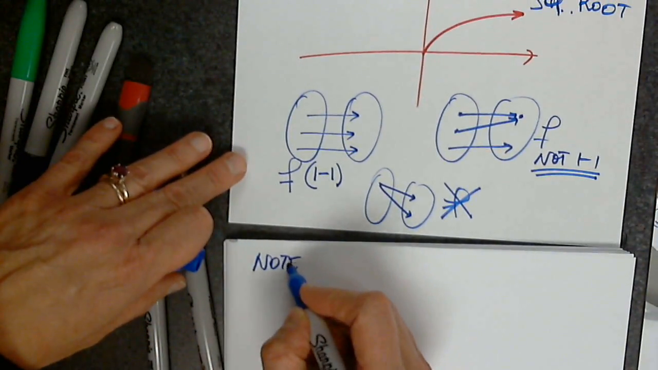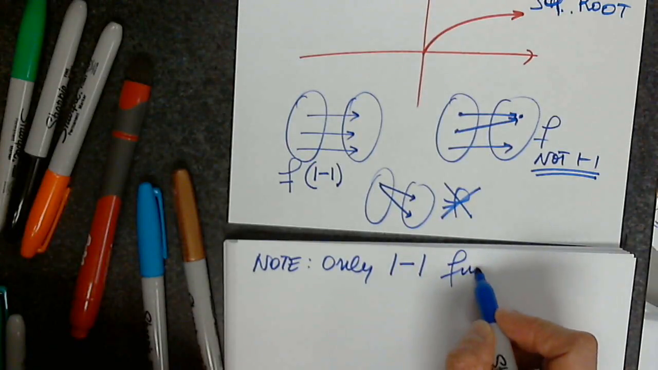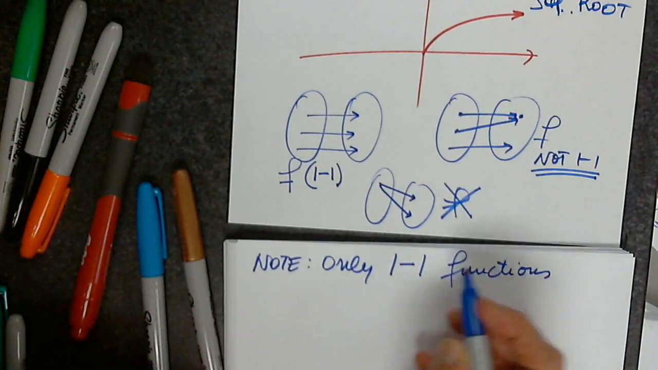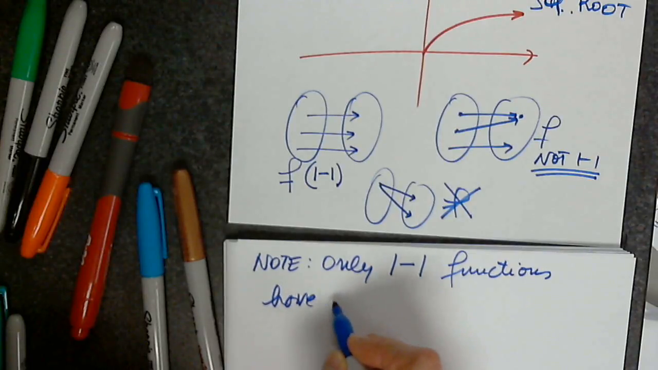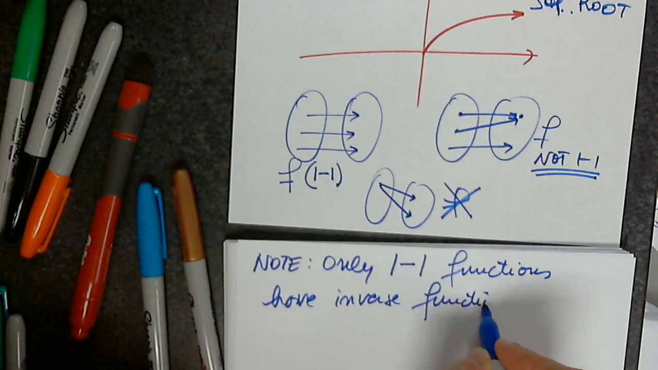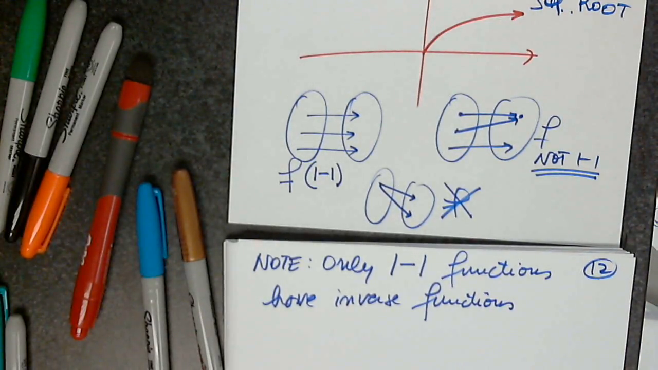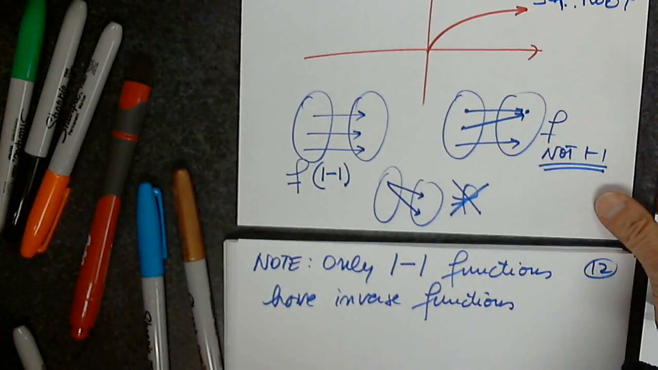So one-to-one, not one-to-one. And then I would like to write this, and I'm coming back to the graphs. Note: only one-to-one functions have inverse functions. Everything has an inverse, but it's not going to be a function if the initial function is not one-to-one.